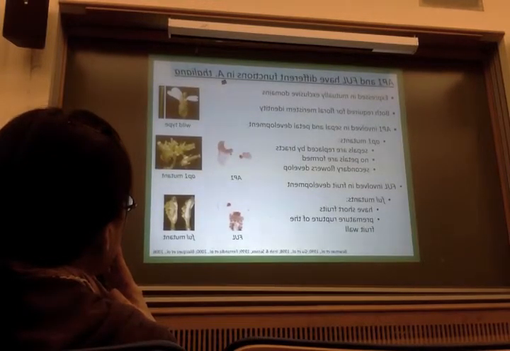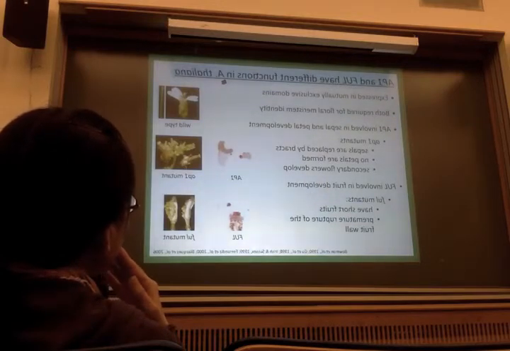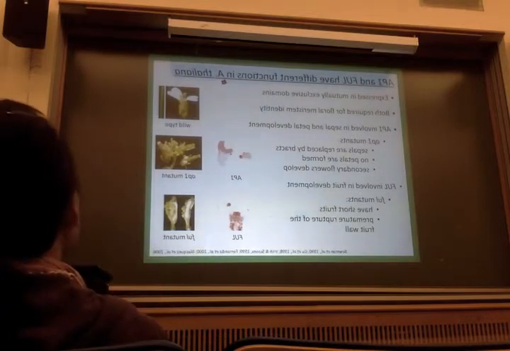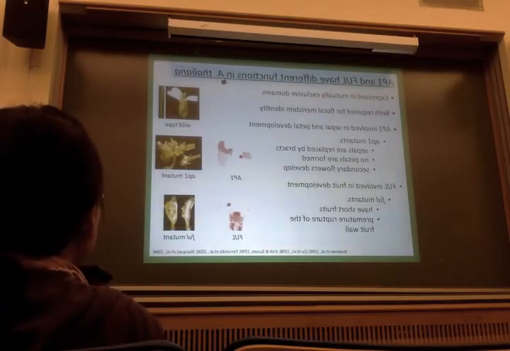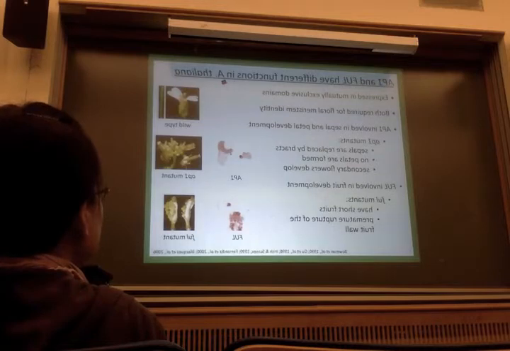So AP1 and FUL have different functions in Arabidopsis thaliana, which is a model organism in the mustard family of plants. And AP1 and FUL are expressed in mutually exclusive domains. So here we have our AP1 expression domain, and here we have our FUL expression domain. And you can see that if you took these 2 photos and you overlaid them, those expression domains wouldn't overlap. So they're being expressed in different places within the developing flower.